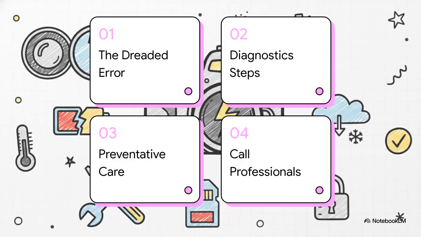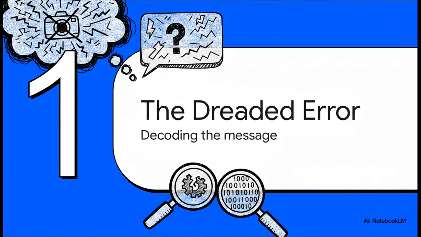So, here's our game plan for today. We'll start with the dreaded error message, move on to step-by-step diagnostics, cover basic preventative maintenance, and finish up with exactly when you need to call in the professionals. All right, let's jump into Section 1, the dreaded error message.